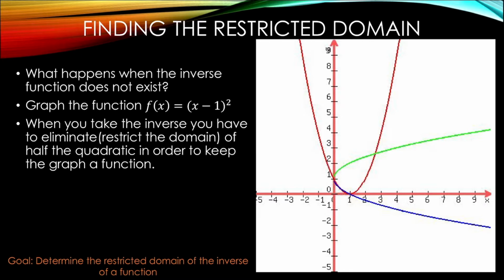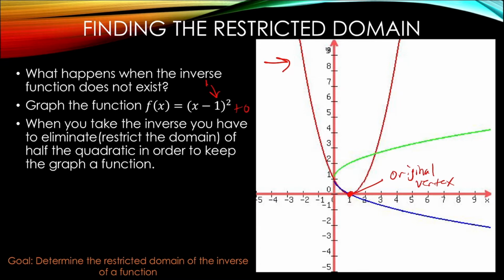Okay, so finding the restricted domain. What happens when the inverse function does not exist? We graph the function f of x equals (x minus 1) squared. That is this red parabola right here. Notice my vertex is going to be at the 1, and then I have plus 0, so 1, 0. Right there, there's my vertex. That's my original vertex.